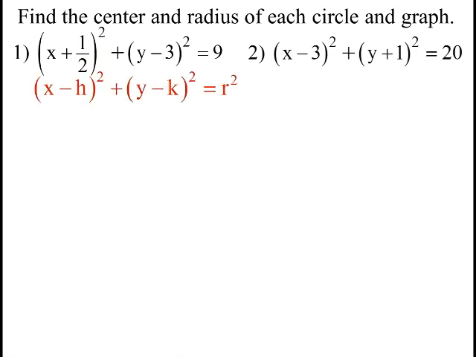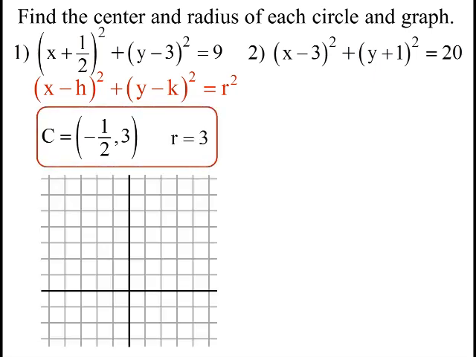So the center for the first one would be what? (-1/2, 3). And the radius, of course, is the square root of 9, so that's 3. We'll plot that on the graph. You're going to go left 1/2 and up 3. Now to count your radius of 3, you're always going to be between coordinates. So I'm going to go 3 to the right. It's going to put me right here. 3 up, 3 left, and 3 down.